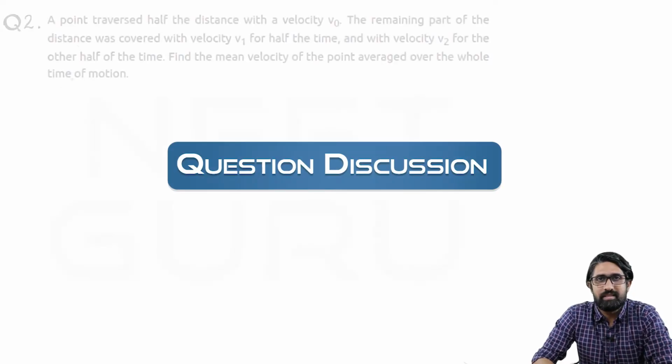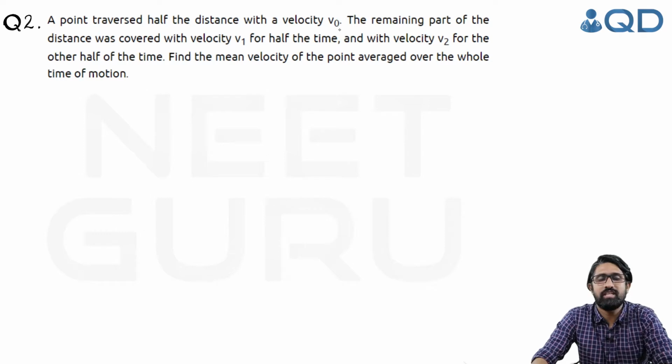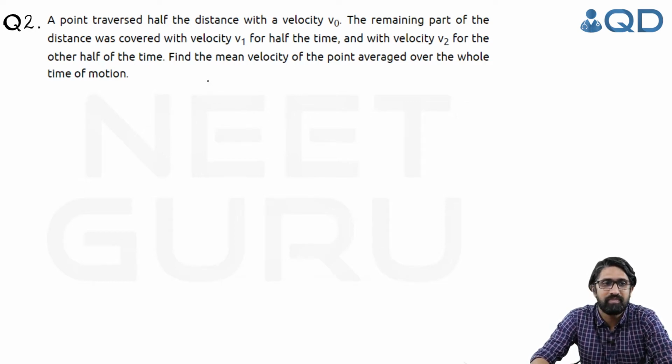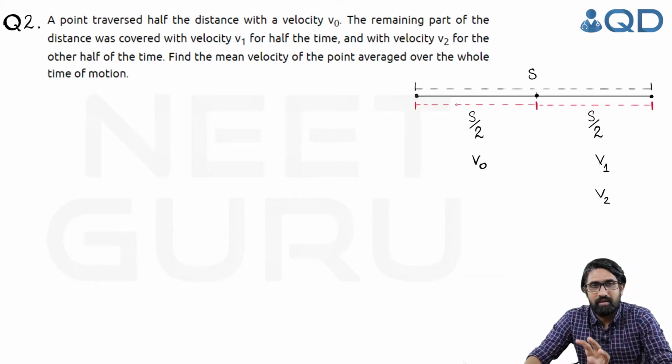The second question here says, a point traversed half the distance with velocity v0. The remaining part of the distance was covered with velocity v1 for half the time and with velocity v2 for the other half of time. Find the mean velocity of the point averaged over the whole time of motion. We will explain this question with the help of a diagram here.